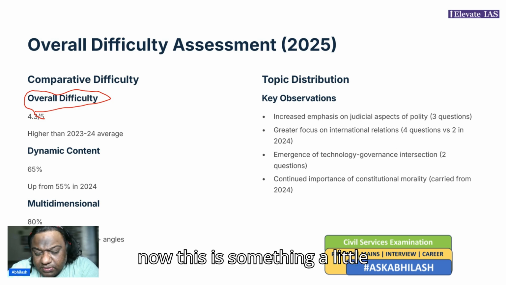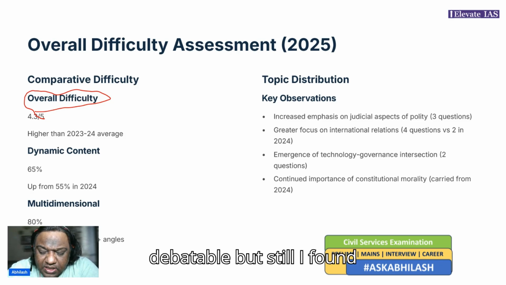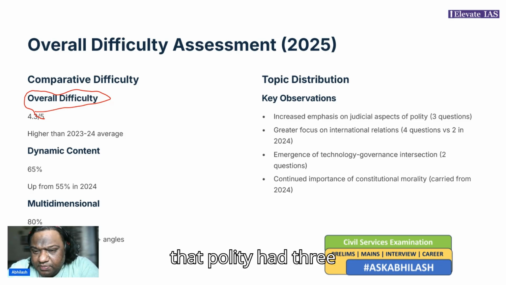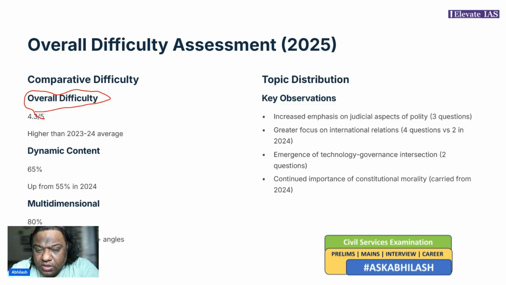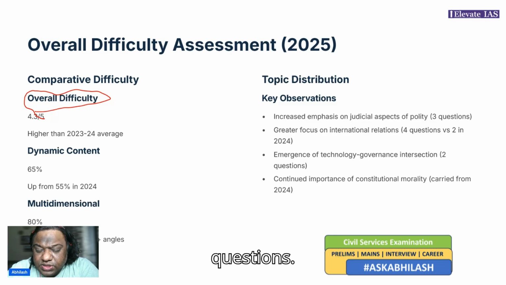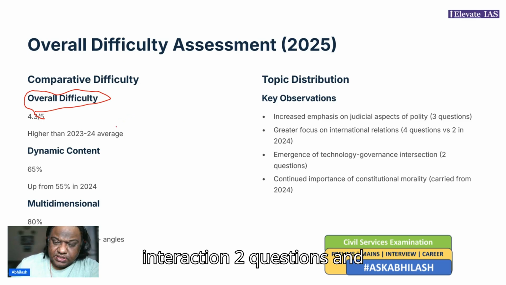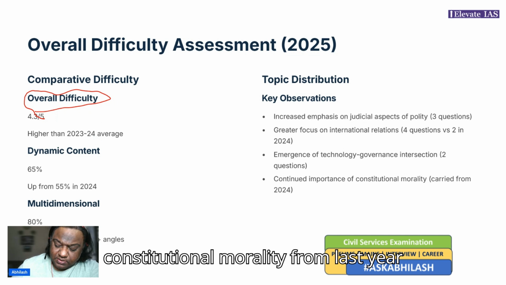Now this is something a little debatable, but still, I found that polity had three questions, and greater focus on international relations, four questions versus two questions in 2024. Emergence of technology-governance intersection, two questions, and continued importance of constitutional morality from last year's question.